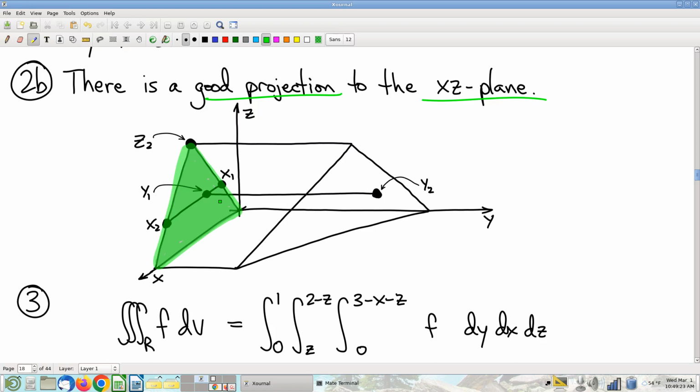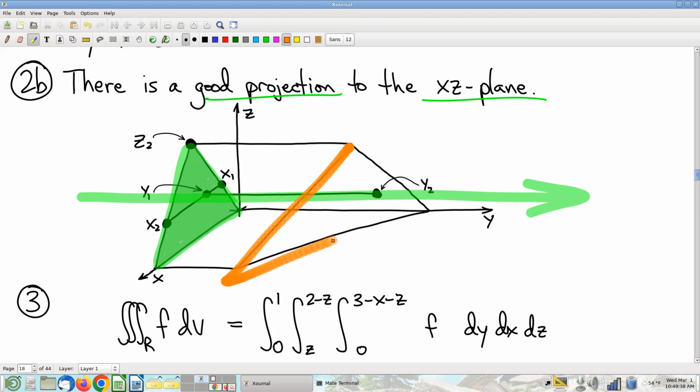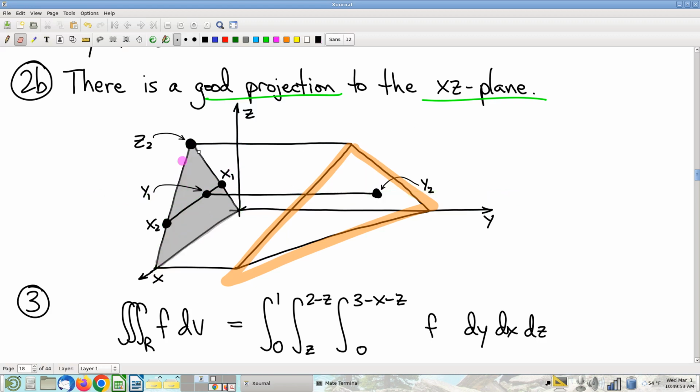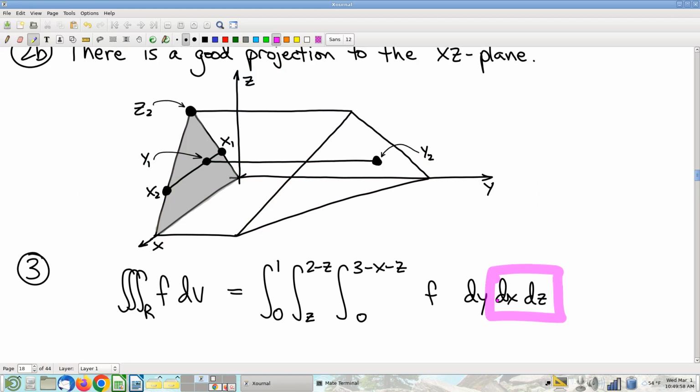Right? Where's the upper bound surface? As I move perpendicular to that shadow, as I move in the direction of the projection, my upper bound surface is always this same plane. My lower bound surface is always this same plane. So good upper bounds, good lower bounds, good shadow itself. We're in business. And so with that said, I put dx dz on the outside.